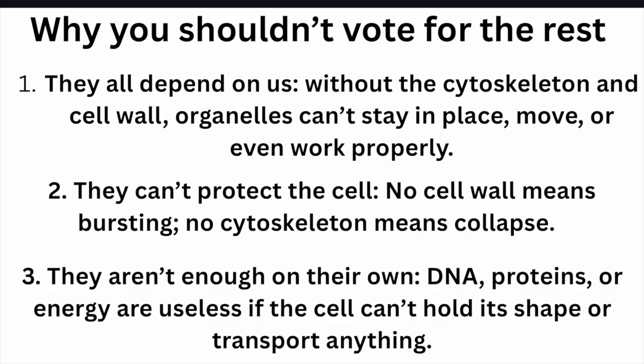Without the cytoskeleton or cell wall, organelles can't stay in place, move, or even work properly. Number 2, they can't protect the cell. No cell wall means bursting. No cytoskeleton means collapse. Number 3, they aren't enough on their own. DNA, proteins, or energy are useless. The cell can't hold its shape or transport anything.